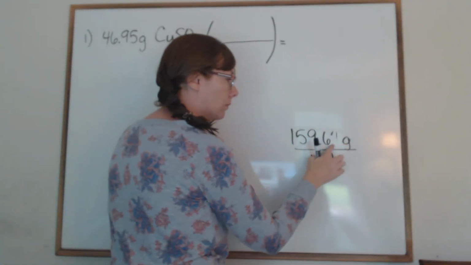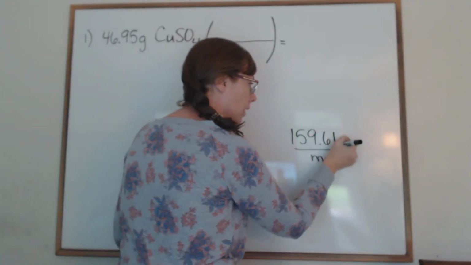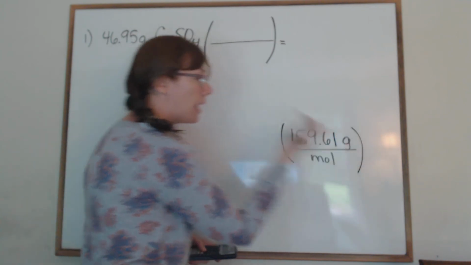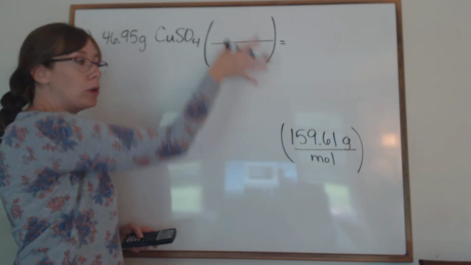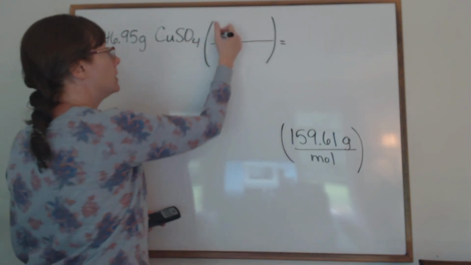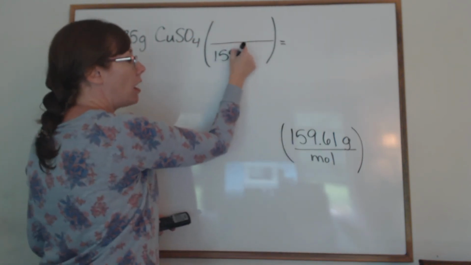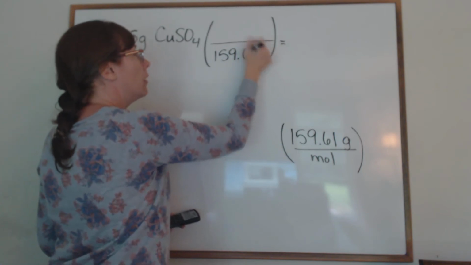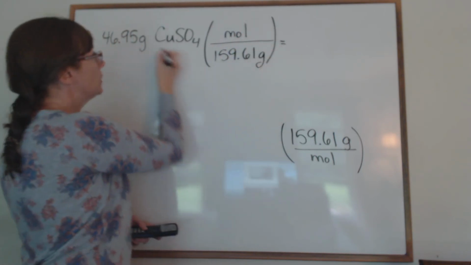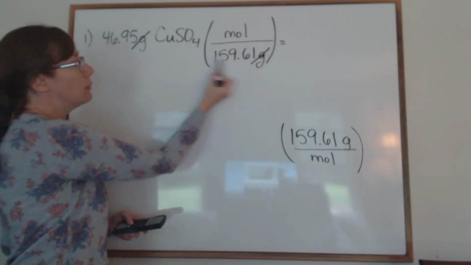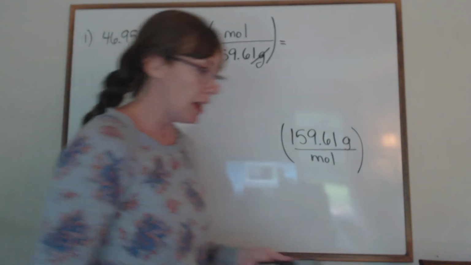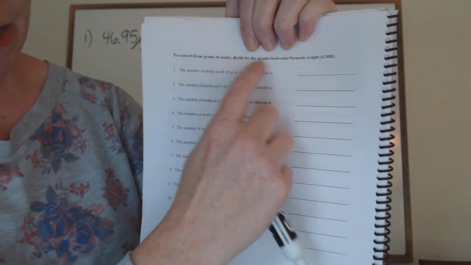So 159.61. Now, that's the molar mass of this compound. Do you see what I'm saying? Do you want to use this right side up, or do we want to flip it upside down? Hopefully you see that we need the gram unit on the bottom, because grams is what we're trying to get rid of. So really this is telling us that we have to divide by the molar mass, and that's exactly why this says divide by the molar mass.